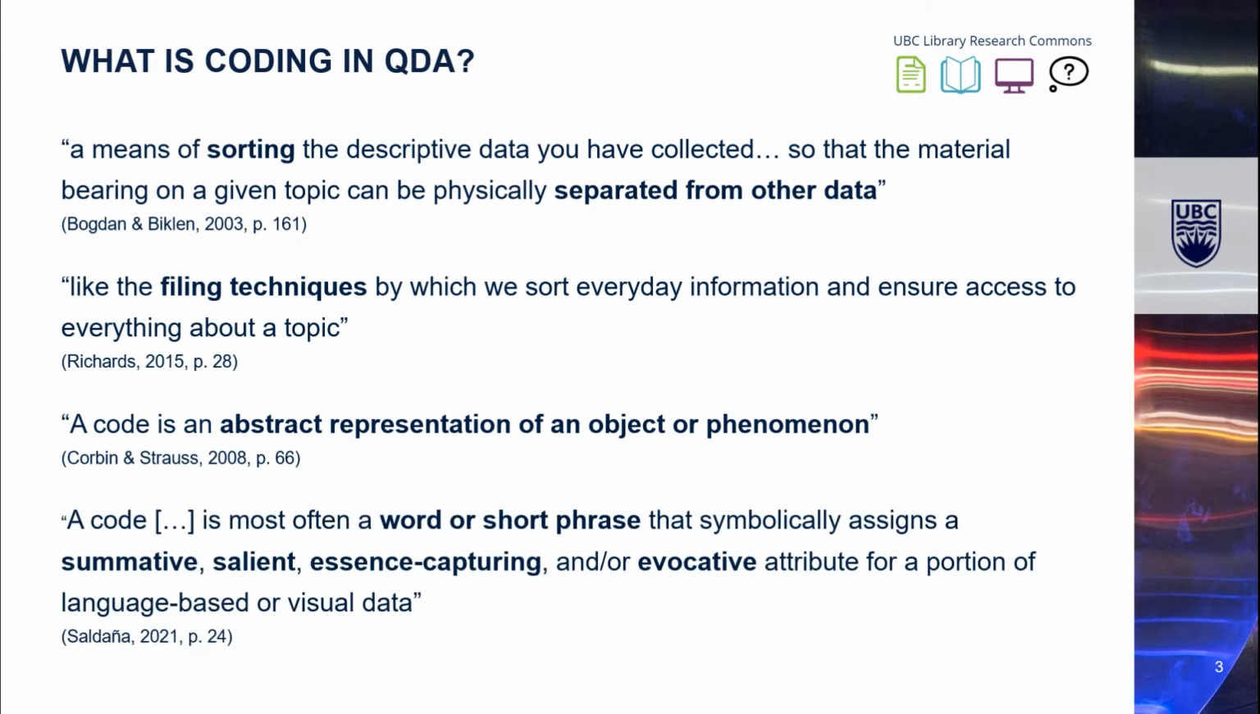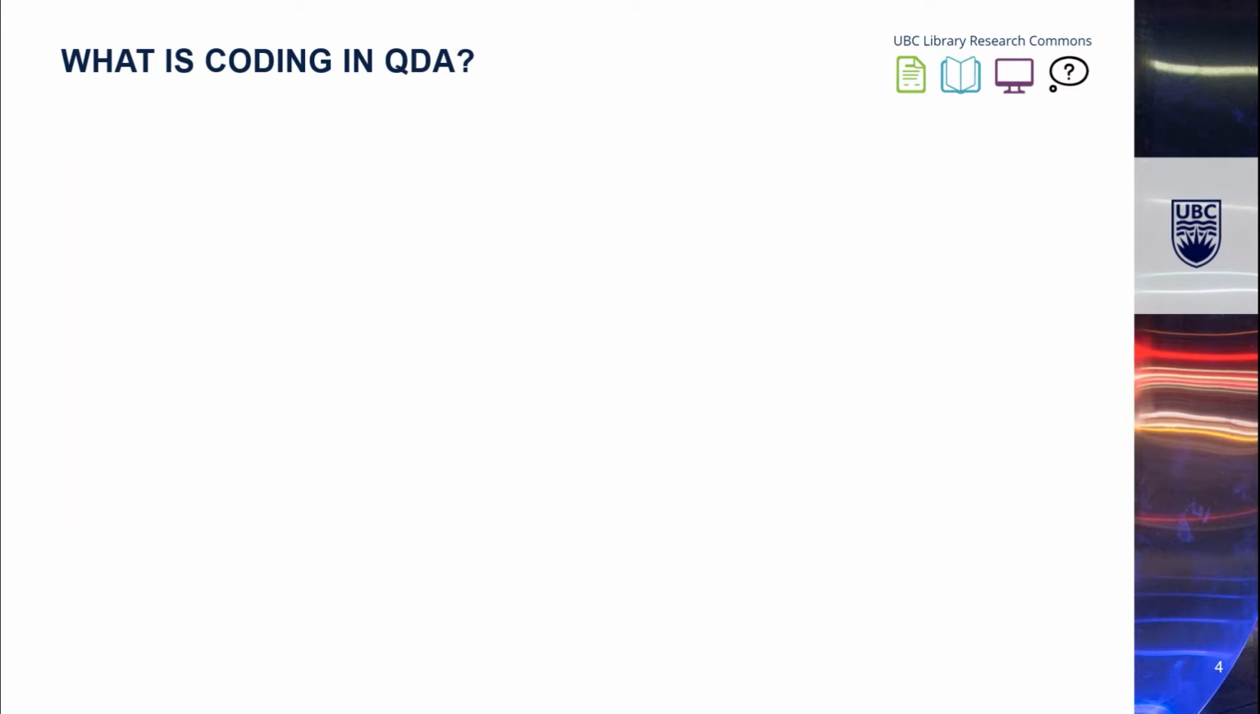Lastly, Saldaña, in his well-known book, which is all about qualitative coding, The Coding Manual for Qualitative Researchers, defined a code as most often a word or a short phrase that imparts meaning to a portion of data, be it in language, image, video, or audio. Importantly, Saldaña noted that the meaning that the code imparts to that portion of data can act as a summary of that portion of data. It can capture something salient or evocative about it, or attempt to capture something essential about it.